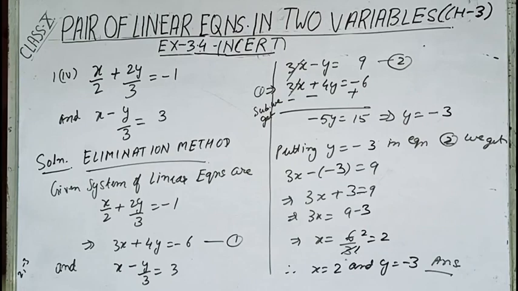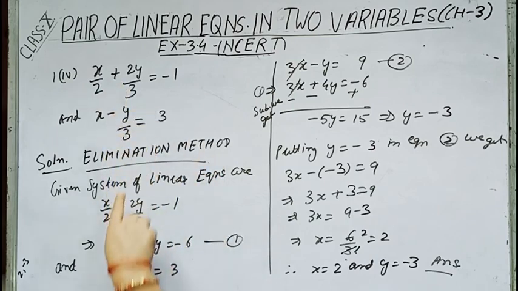Continuing with exercise 3.4, let us do question number 1, subpart number 4. I have left subparts number 2 and 3 as an assignment for you. Please do them, and if you are not able to, send a message or write in the comment box. Now let us do question number 1, subpart number 4. The question is to solve by elimination and substitution method. So first, we are solving by elimination method.